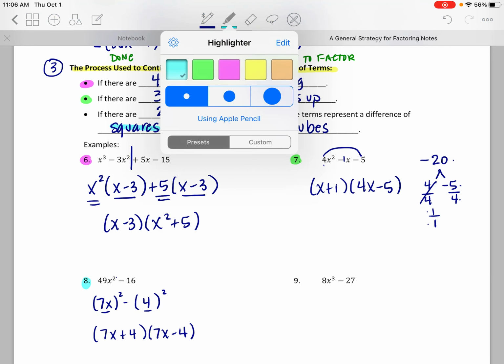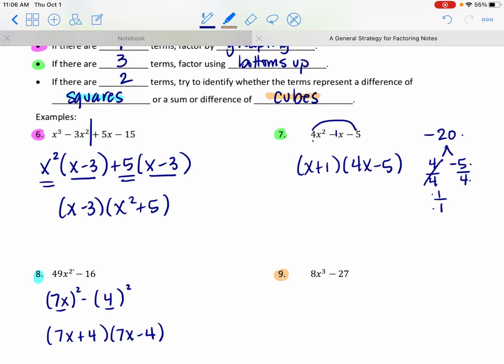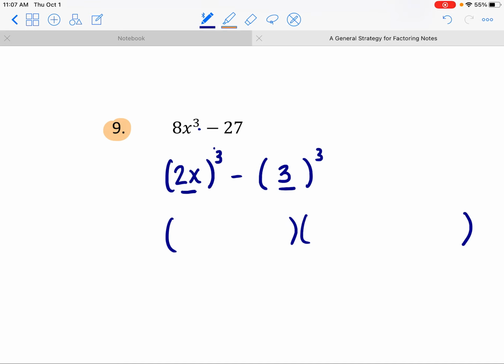Okay? Now if we have cubes, that's the last one here. If we have cubes, then we're going to rewrite our terms as cubes and factor using our formula or our patterns from our formula. So we want to know what are we cubing to get 8x cubed minus what are we cubing to get 27. Well, to get 8x cubed, the cube root of 8 is 2, and if we divide this exponent by 3, that means x to the first has to be here, and the cube root of 27 is 3. So these are the bases of my cubes that are going to go into my binomial, and then I'm going to use them in my trinomial.